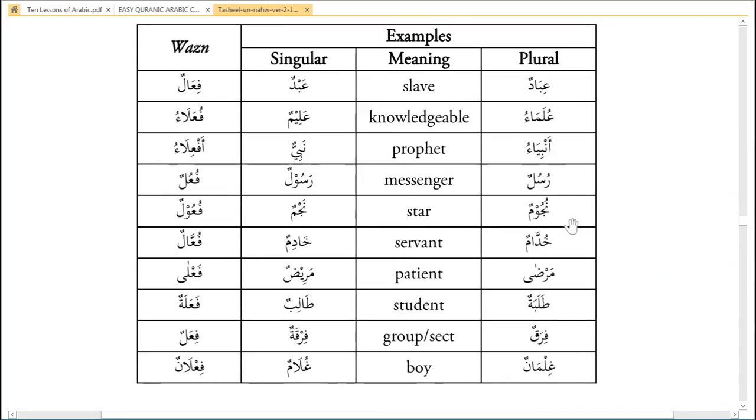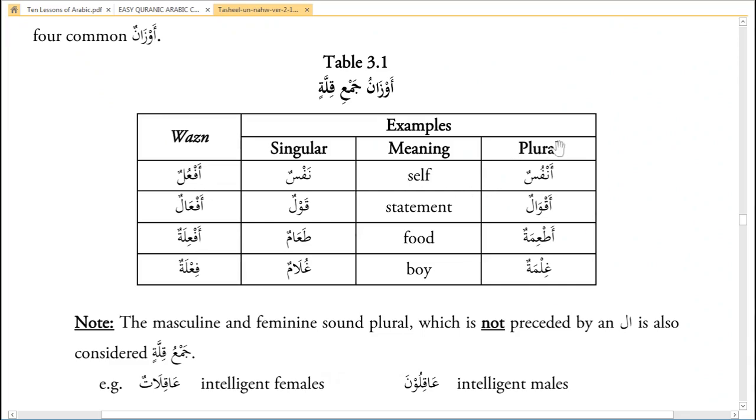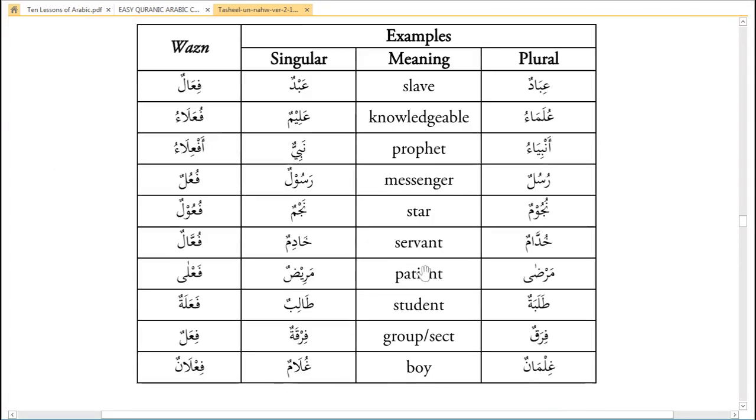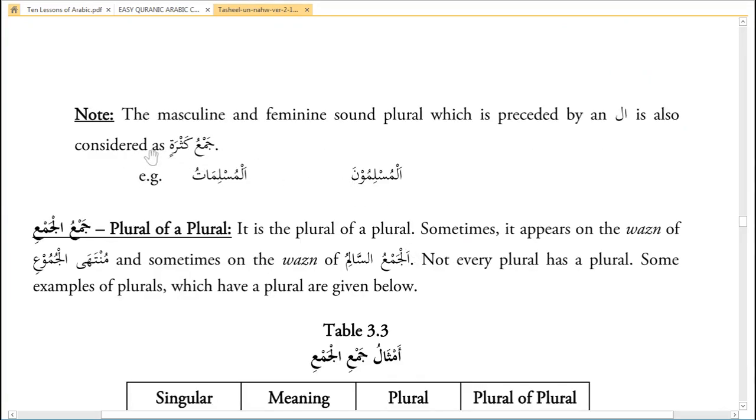But if it comes on these awzans, anfusun, aqwalun, at'imatun, ghilmatun, then it is jama qilla. So ghilman and ghilmat are different. That is qilla and that is kathra. And also we stated that if the jama salim comes without alif lam, it will be jama qilla. And one thing more, if the sound plural, jama salim, comes with alif lam, it becomes jama kathra. Al-muslimuna is jama kathra. So al-muslimuna, which comes with alif lam, is more than 3 and beyond 10. If it comes without alif lam, then it is qilla.